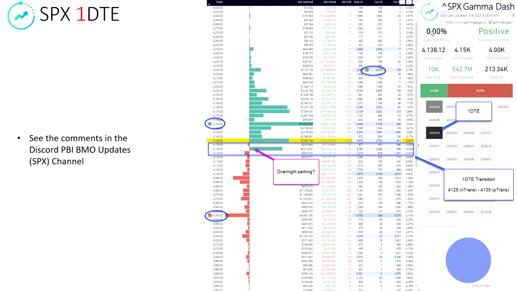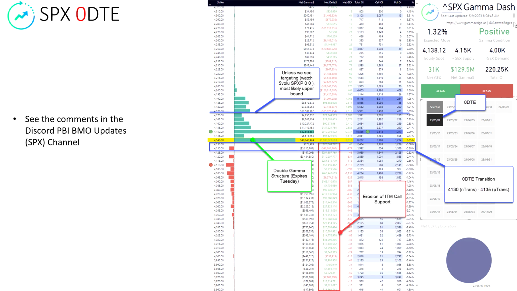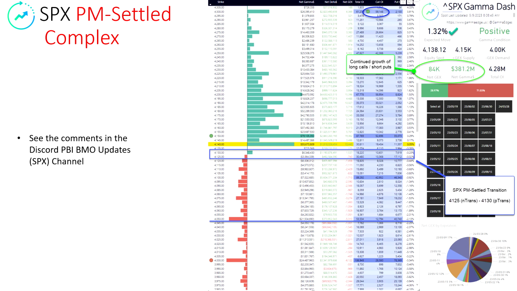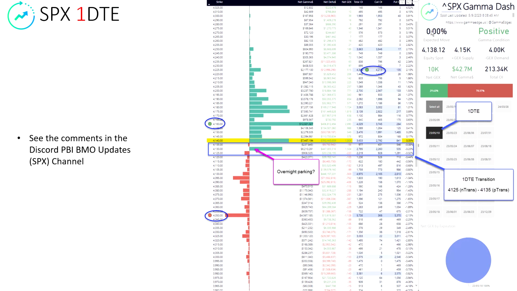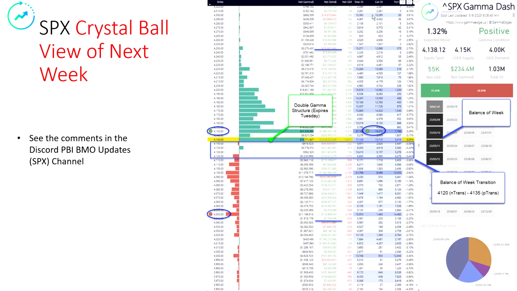And there's a common theme here, right? 4125, 4135, 0 DTE, 4130, 4135. And you look here, 4125, 4130. So very common transition range. You know, if we drop below that, things are going to change.